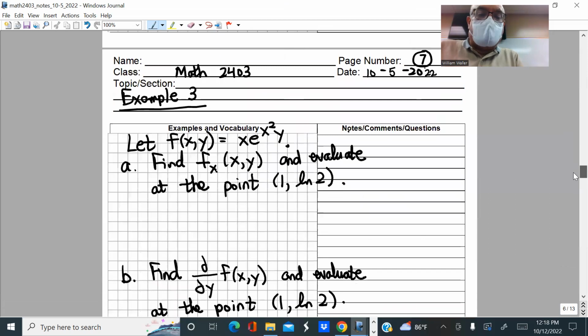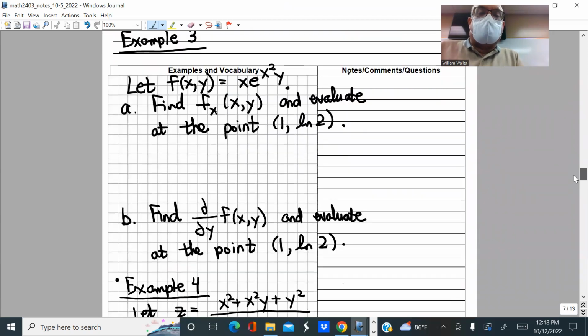Well, let's try it here. I don't have a picture for this one, unfortunately, so we're just going to have to imagine this. Here's a function of two variables: f(x, y) is e to the x squared y. I think the y is supposed to be in the exponent here. That's e to the power x squared y.